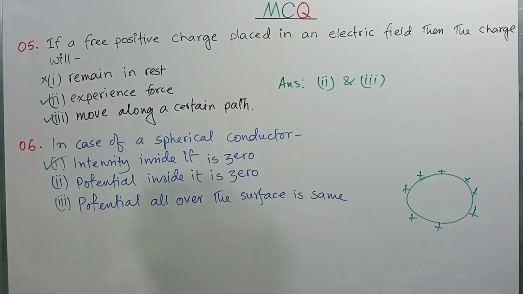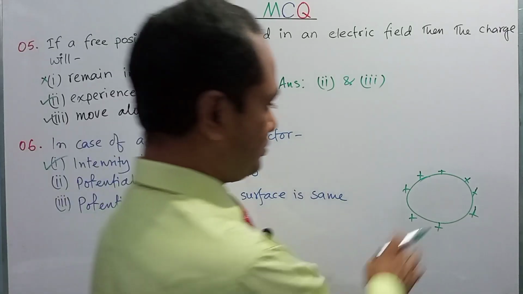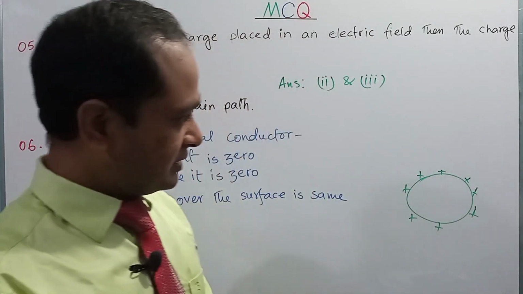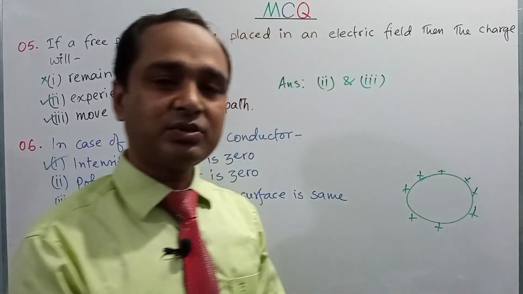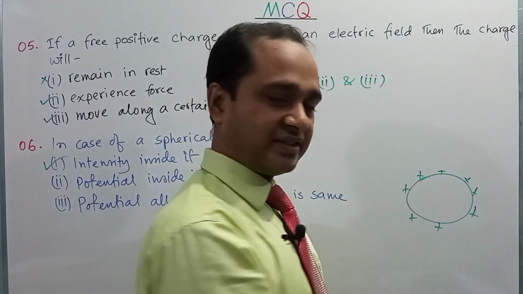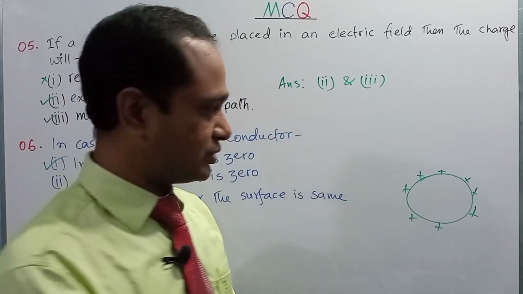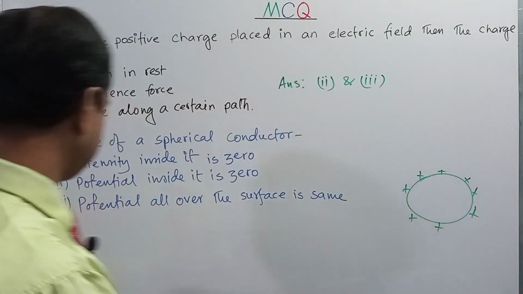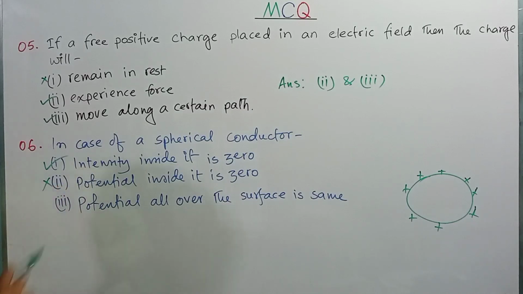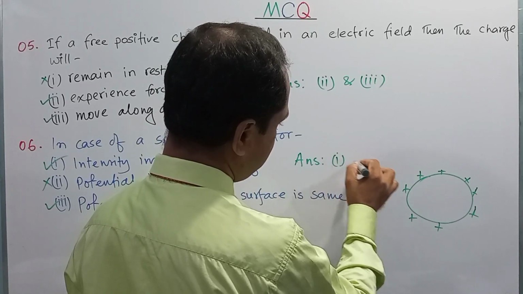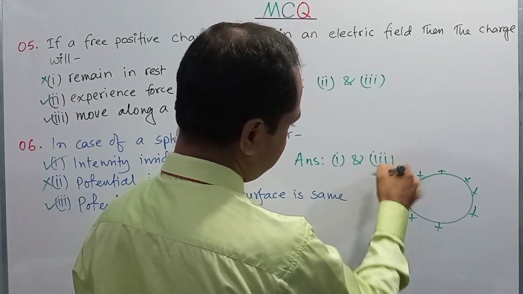The second option says that the potential inside is 0. But the potential inside a spherical conductor, at any point of the sphere, is equal to the potential on the surface. So it will not be 0. And the third option says that the potential all over the surface will be the same. So this option is correct. So here the correct answer is option 1 and option 3.